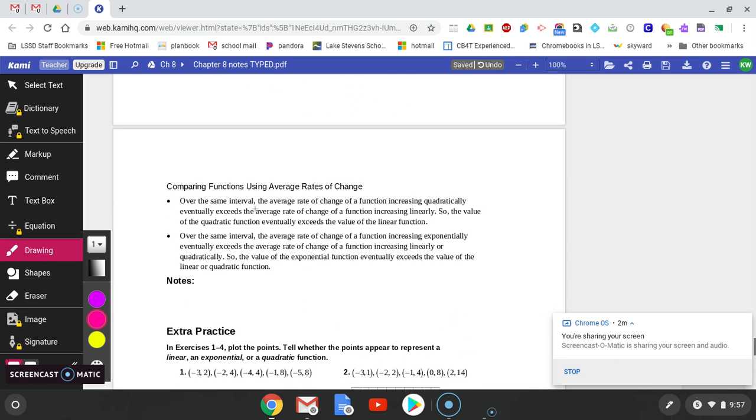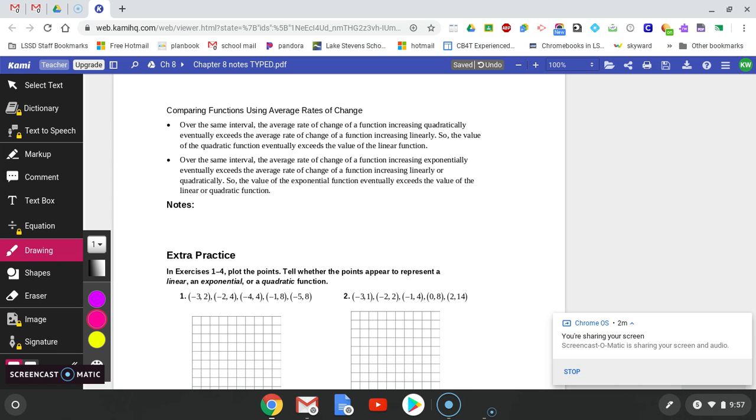Okay. So comparing functions using average rates of change. Over the same interval, the function whose average rate of change increases quadratically is eventually going to be the one that increases the fastest over linear. Okay, so quadratic functions eventually over time are going to be going up and up and up much faster than linear. However, the average rate of change of an exponential function is actually going to be the one that over time is going to be increasing the most compared to linear or quadratic. So over time, it's the one that's going to go up the fastest if you give it enough time.